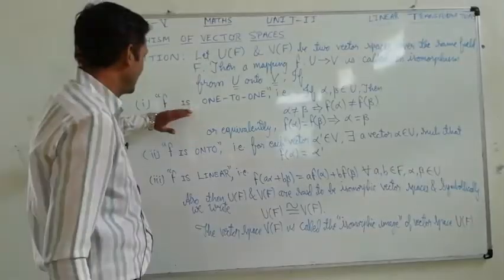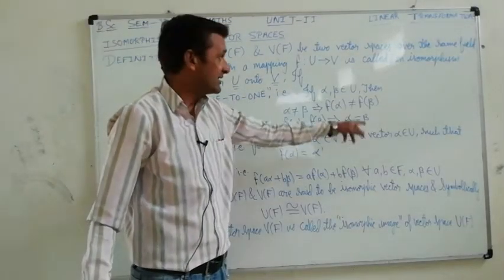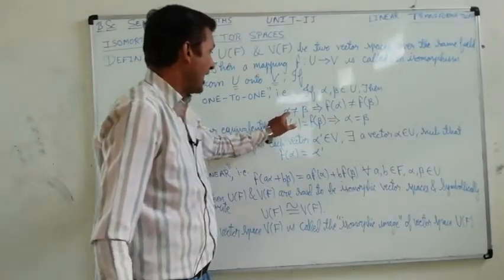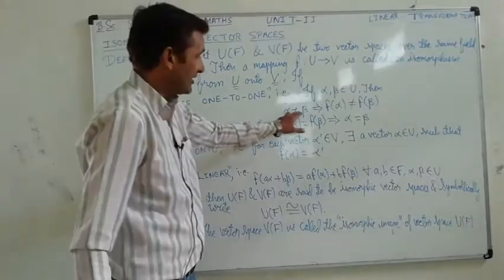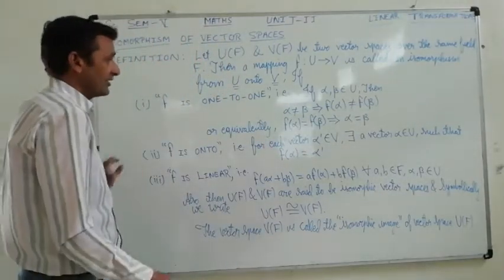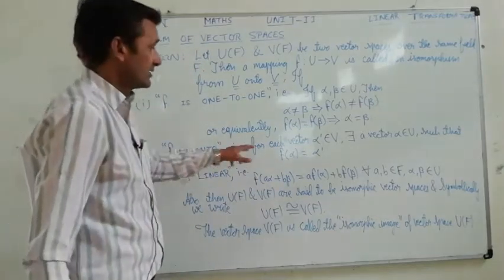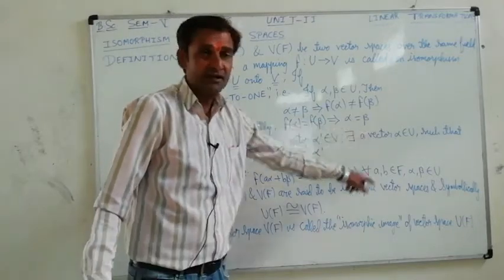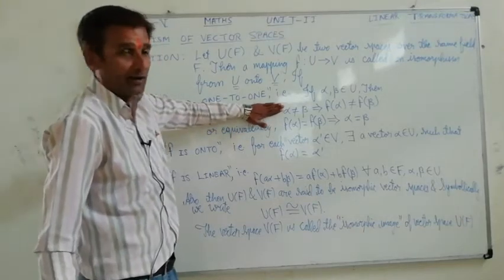So let us see what is 1-1. f is 1-1, that is, if alpha, beta are elements of this vector space U, meaning these are the vector elements, then alpha is not equal to beta implies that f of alpha is not equal to f of beta. Equivalently, we can say that f of alpha equal to f of beta implies that alpha is equal to beta. This is the condition for f to be 1-1.